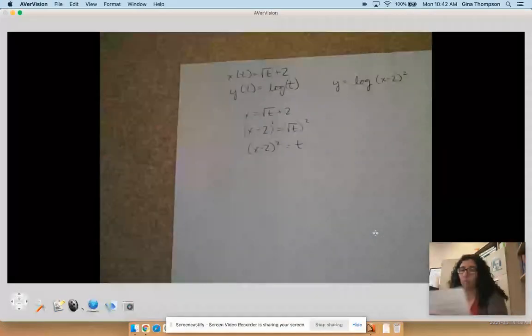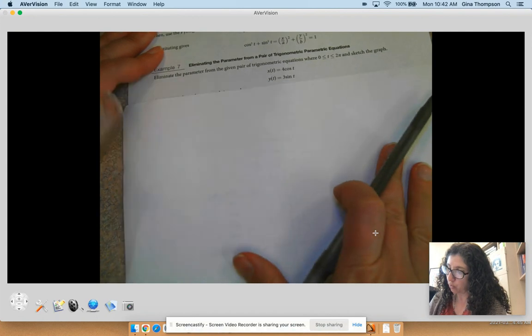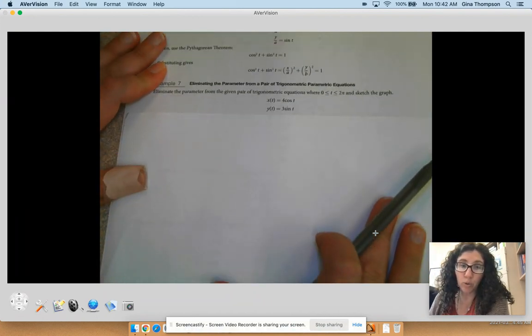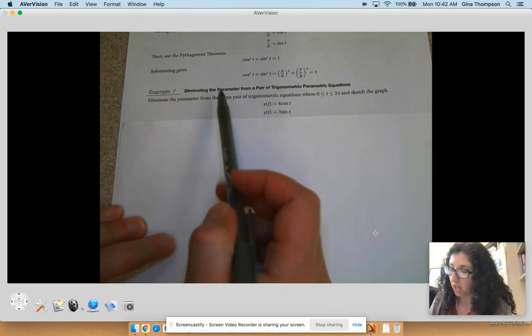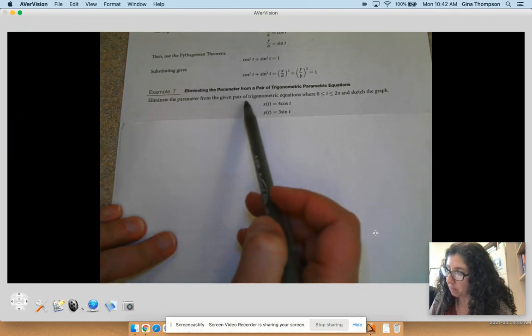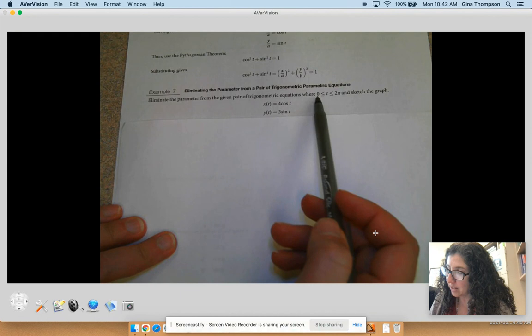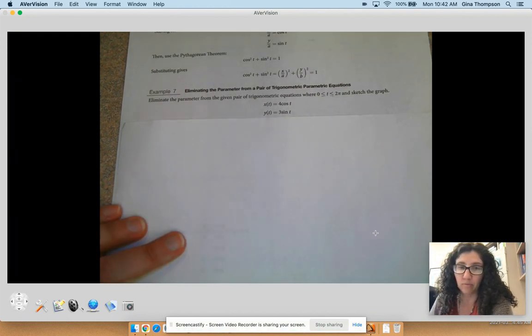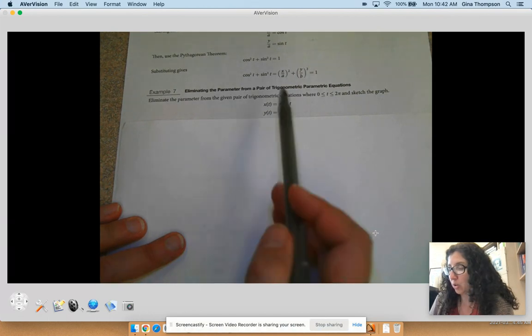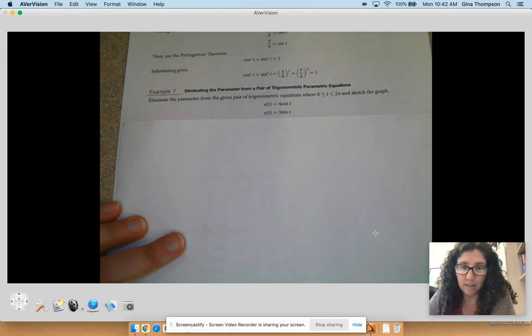All right, here's the last one. This is a little bit trickier, and you do have some homework problems where you have to do something like this or understand this relationship. Eliminate the parameter from the given pair of trig equations, where t goes from 0 to 2 pi, and sketch the graph. So if I just was going to ask you to sketch this graph, do you have any guesses? Maybe think about it for just 1 minute. All right, we'll see at the end if you're right.